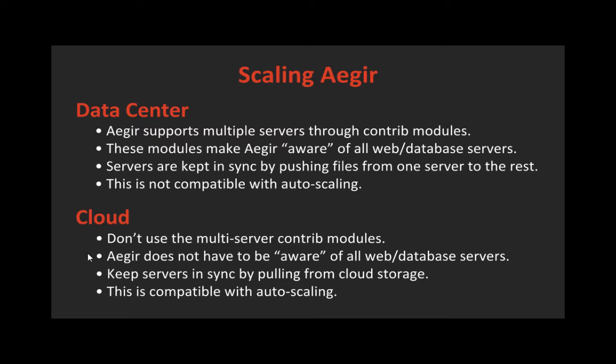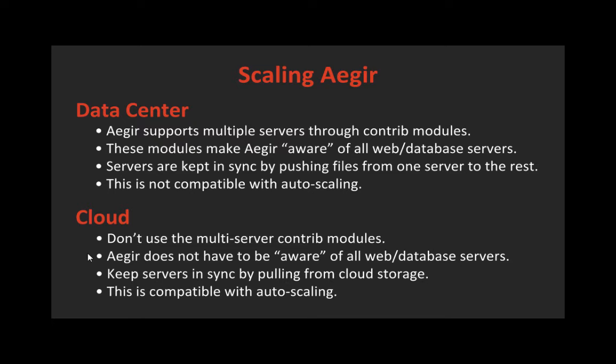It's got contrib modules in it to make it work. There's one called pack and one called cluster, where you keep things in sync through network storage, as well as Aegir will push stuff through rsync over SSH. With those modules, Aegir is basically aware of every physical server that is hosting it, which is not really compatible with auto scaling. And for those of you who don't know what I mean by auto scaling, I'm talking about basically the ability to dynamically add and remove web servers based on load.